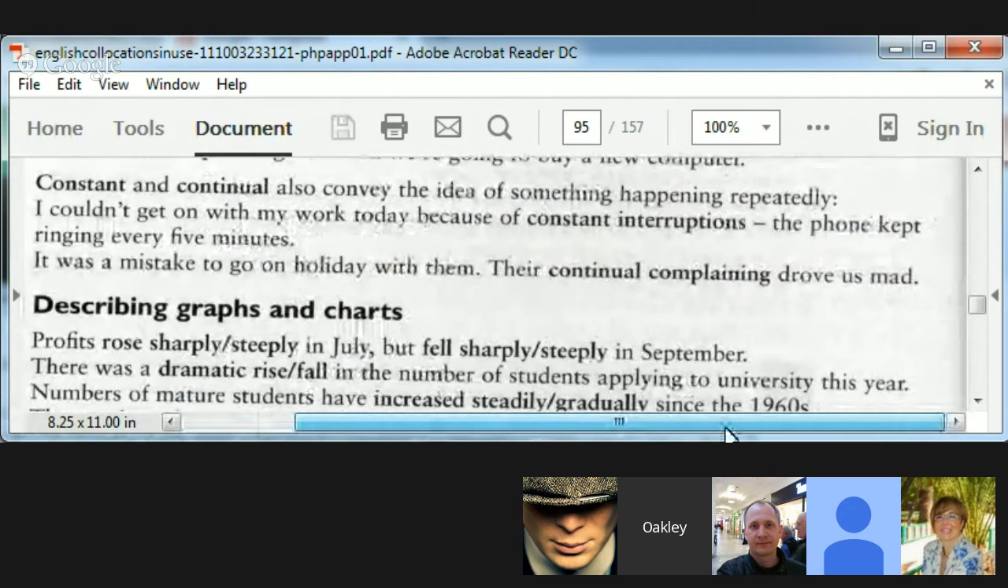It was a mistake to go on holiday with them. Their continual complaining drove us mad. Okay, there you go. Frequency, over and over and over again, we use constant or continual. Actually, you will hear people say continuous as well. It should be continual. Continuous means unbroken, but nevertheless, you'll hear people use it slightly incorrectly. Continuous banging kept me awake all night.